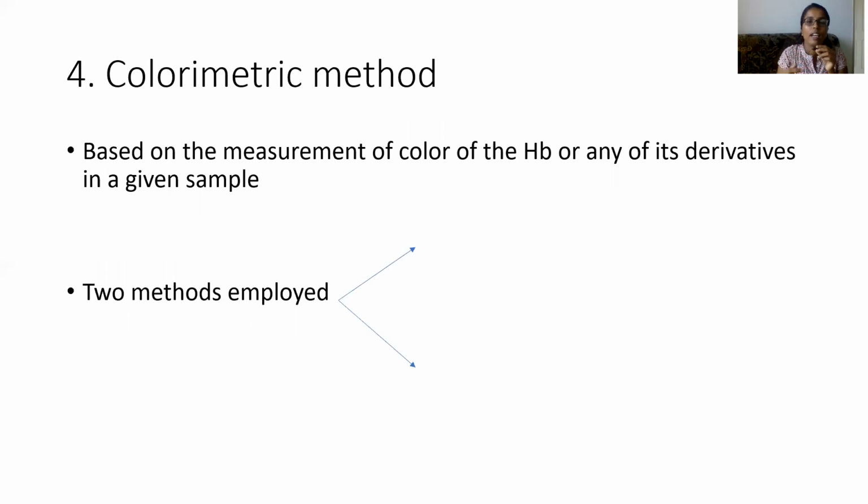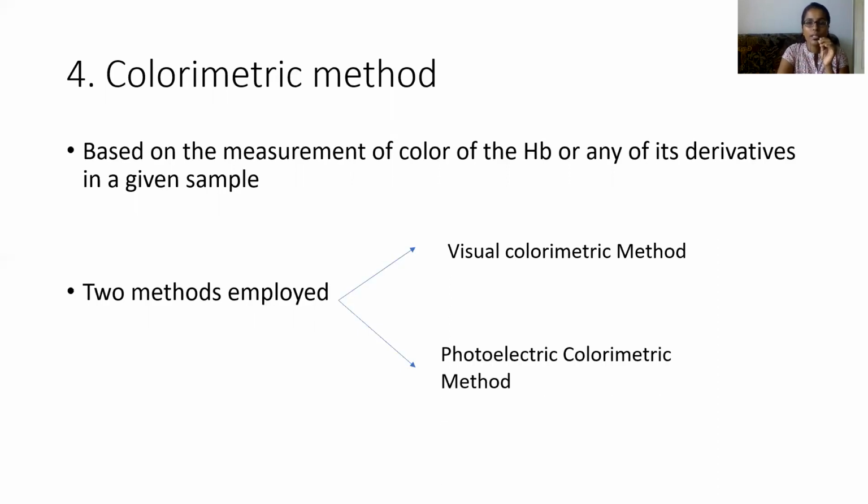So the fourth one is the colorimetric method. Here the technique is based on the measurement of color of hemoglobin or any of its derivatives in a given sample. Basically two methods are employed: visual colorimetric method and photoelectric colorimetric method. In the visual colorimetric method, as the name indicates, we compare the color formed using bare eyes or naked eyes. The second technique is the photoelectric colorimetric method, where the color formed is measured using a special apparatus called a colorimeter.